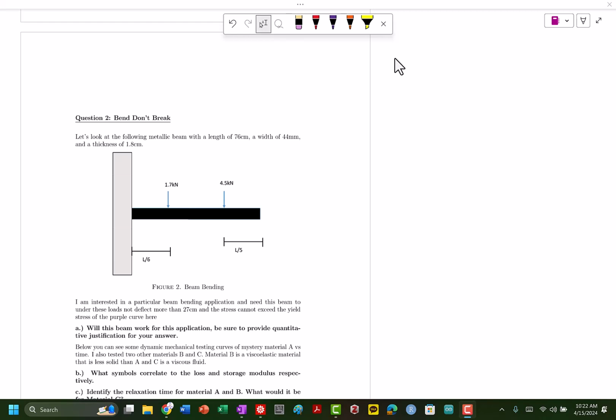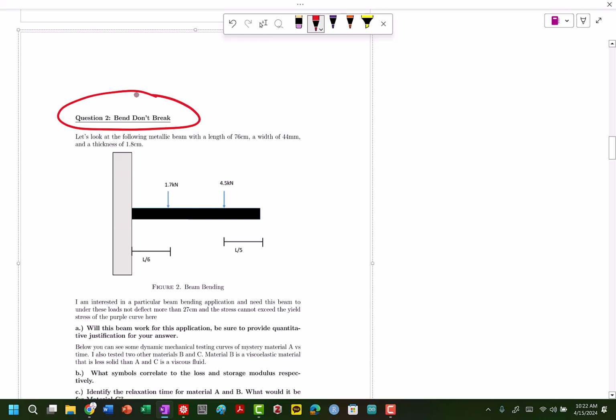Hi everyone, we are back and now we are going to do our problem, which is bend, don't break. So let's do some bending problems. First things first, metallic beam, length of this, width of this. So length, that's going to be L, width, base, this is going to be our thickness.